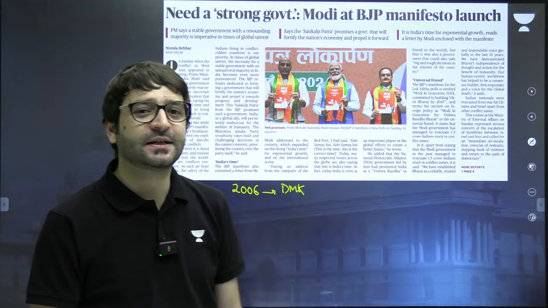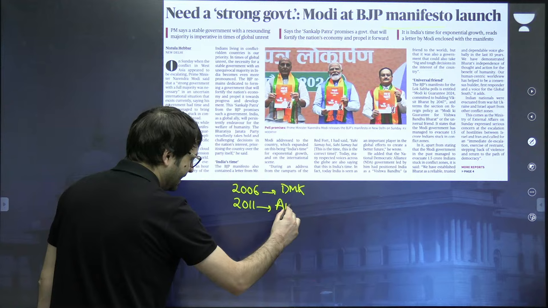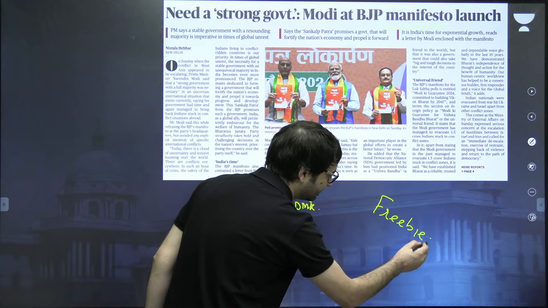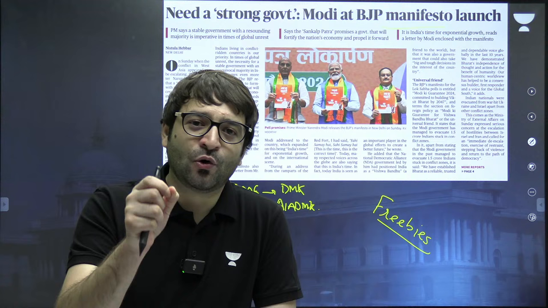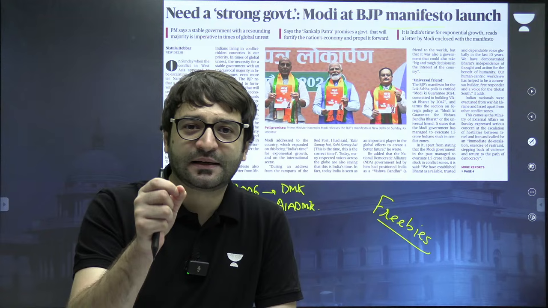A few years later, 2011, AIADMK in its election manifesto also promised something. And those promises came to be known as freebies. AIADMK said, we need to match the offer by the DMK. We will give 4 gram gold thali to everybody. We will give juicer, mixer, grinder. We will give buffalo and sheep.